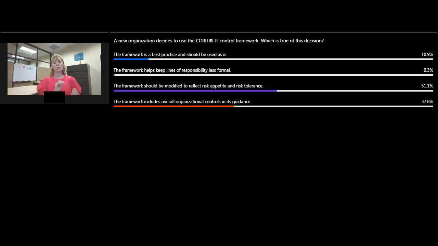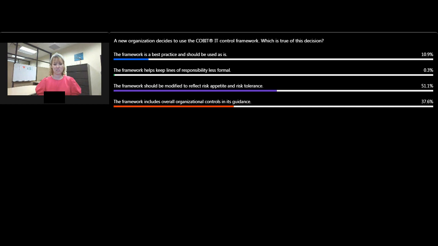A says the framework is a best practice and should be used as is. The reason that's a trick answer is that all frameworks need to be modified and tailored to the needs of the organization. They need to be adapted to make sure that they're meeting that individual organization's needs. So that's why A would be incorrect. B says the framework helps keep lines of responsibility less formal. The opposite is actually usually true. Often frameworks will help keep the lines of responsibility more formal, and the COBIT framework would generally help keep the lines of responsibility more formal, at least in many cases.